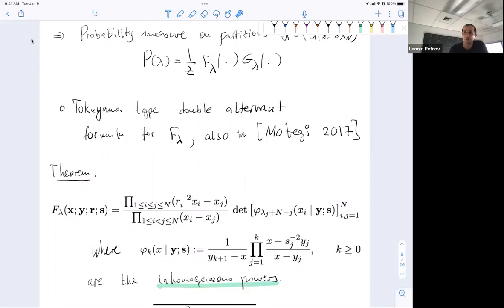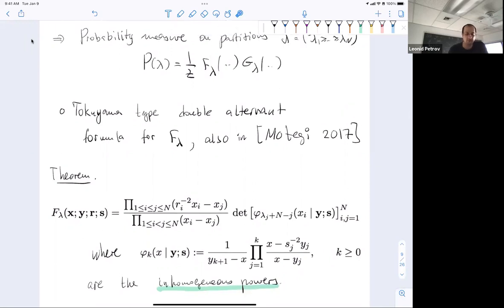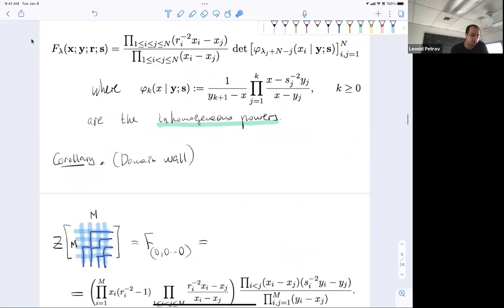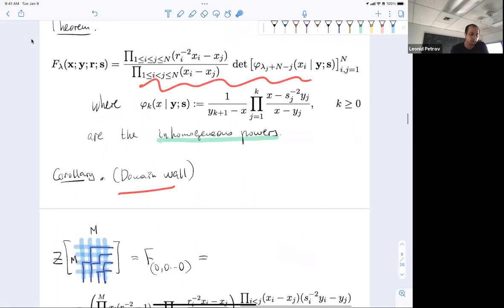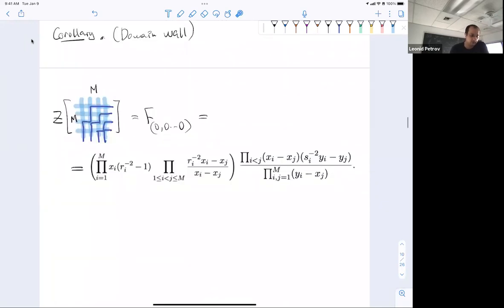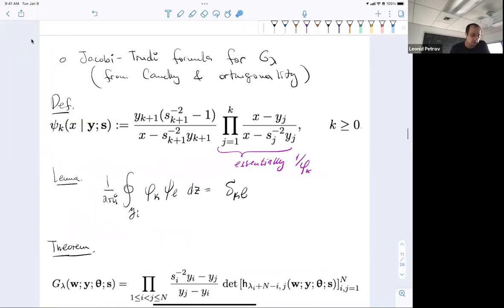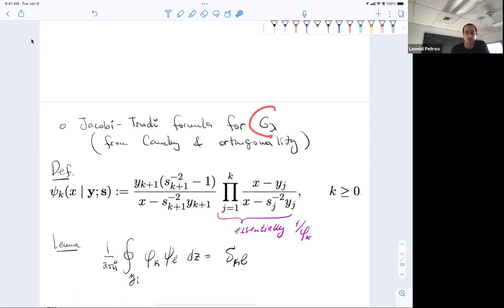The g function doesn't have a double alternant formula. What it has is a Jacobi-Trudi type formula. Anyway, the domain wall partition function you can get from this function by computing this determinant in the case of lambda equals 0. Right. So there is a Jacobi-Trudi type formula for G, which follows from the orthogonality.